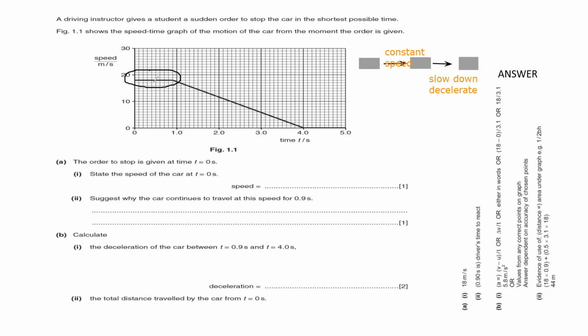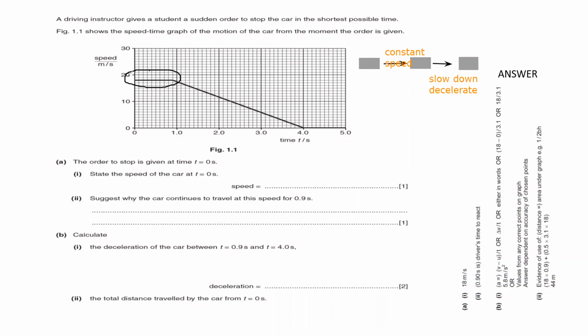So what is the reason why the car continues to move with a constant speed for some time? Because that's called a reaction time. For example, if you're driving a car and someone gives you an order to stop the car, when he is giving you the order, you will take some time to react to the instruction. You will not press the brake instantly, so the car will continue to move with the same constant speed. So that is due to the reaction time.